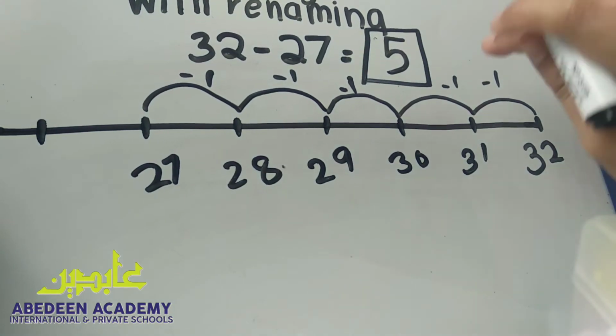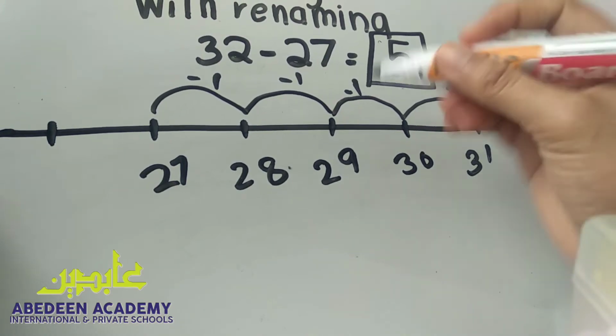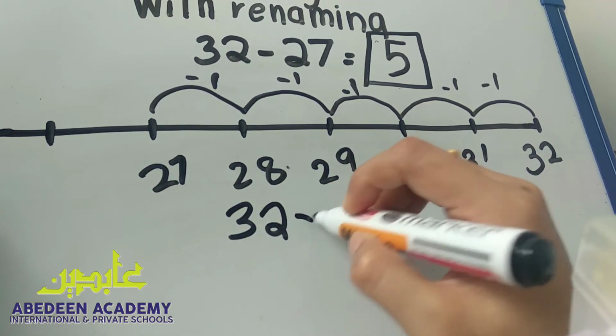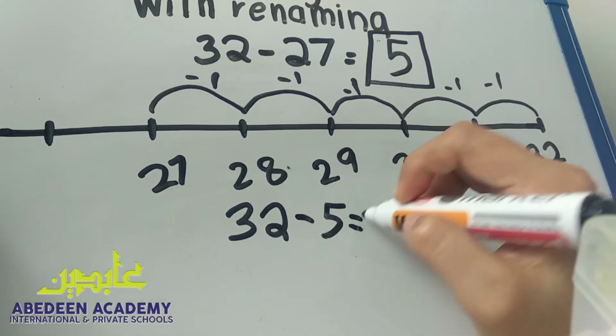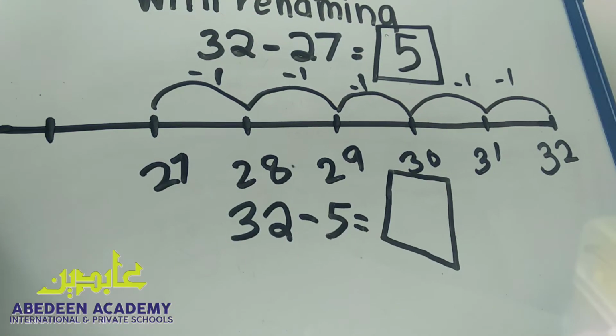Okay, we can check the answer by turning the question like this. 32 minus 5. Will it get 27 or not? Okay, now let me show you.